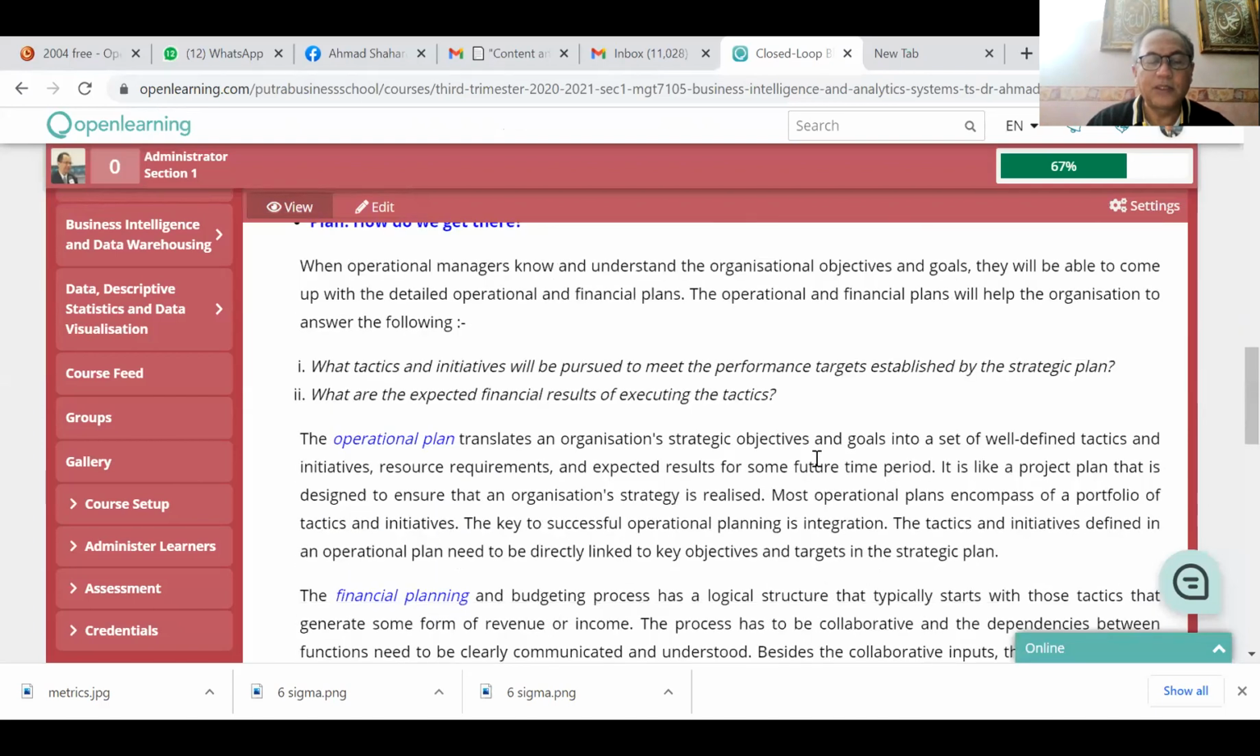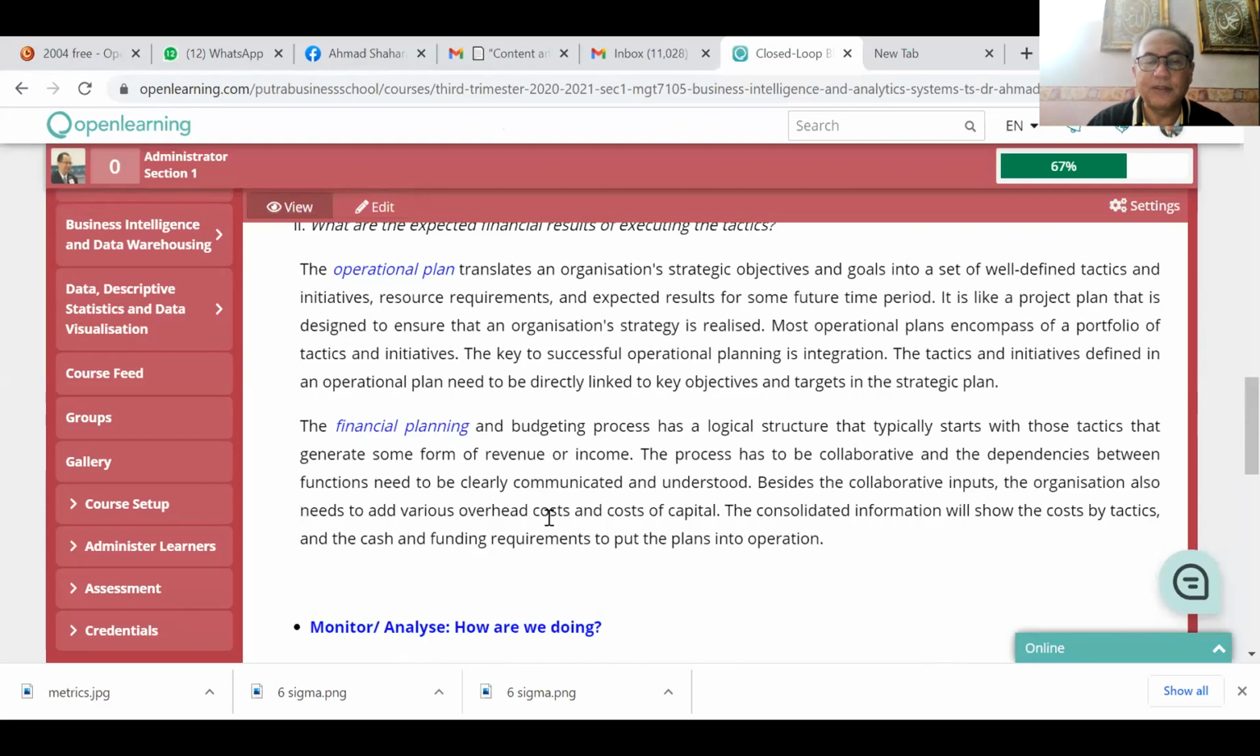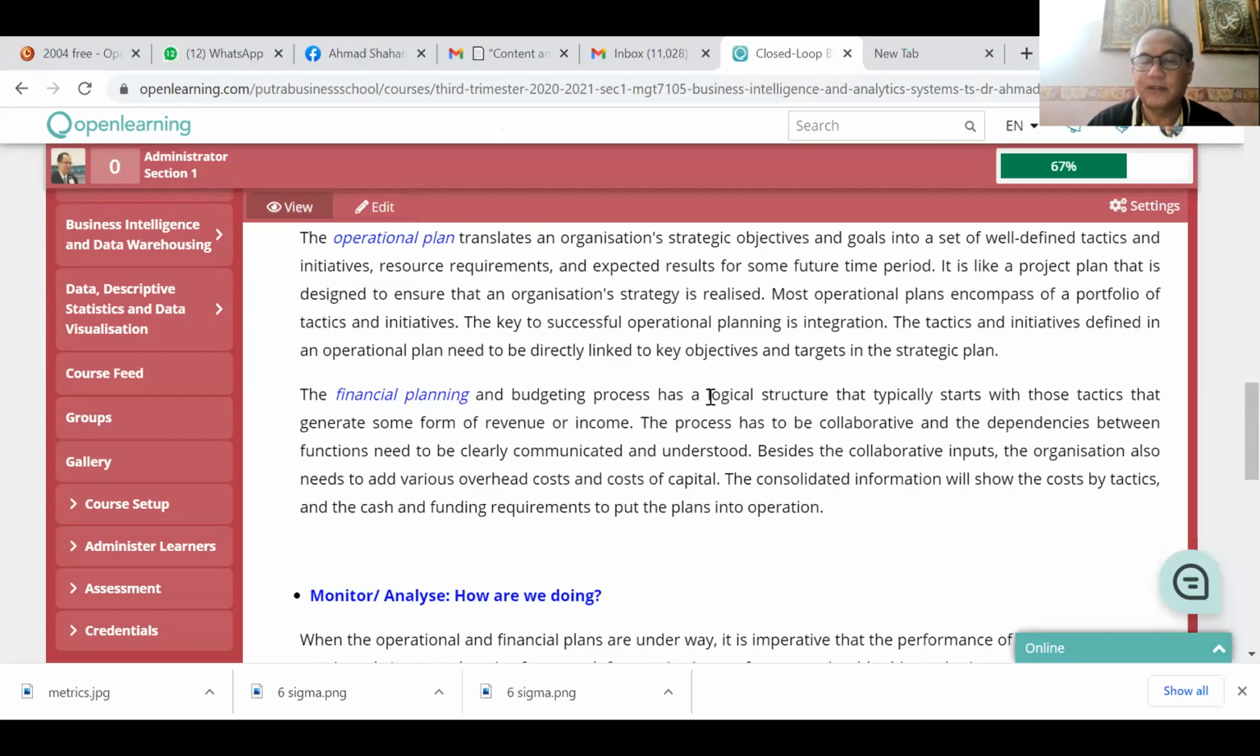There are two types. The financial planning and budgeting process has a logical structure, and that starts with the tactics: how to generate revenue or income. Then it needs to be collaborative within the other functions, and there are dependencies within the functions, meaning that you have a finance department, a production department, a sales department, so each of them must be collaborative.